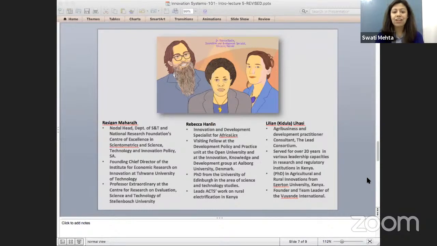About Rebecca Hanlin, she is Innovation and Development Specialist for AfricaLics. She is a visiting fellow at the Development Policy and Practice Unit at the Open University and at the Innovation, Knowledge and Development Group at Aalborg University, Denmark. She holds a PhD from the University of Edinburgh in the area of science and technology studies. She leads ACTS' work on rural electrification in Kenya. It's a pleasure to have you both here.